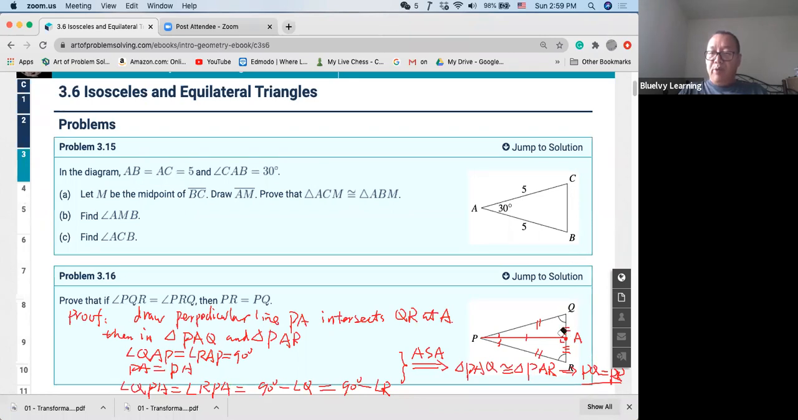Then can we prove these two triangles are congruent? If we did not draw the perpendicular line, we just pick the middle point of QR as A, then we will have QA equals AR, right? Then they give us this angle equals this angle. Now can we prove these two triangles are congruent? Everybody send me your private chat.